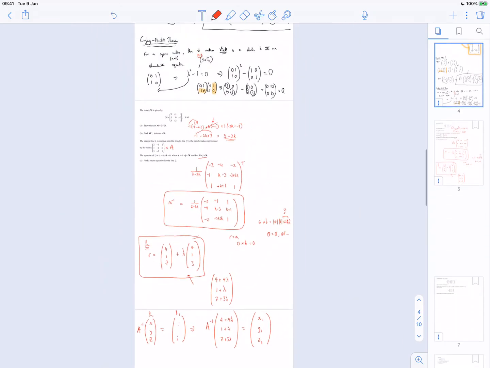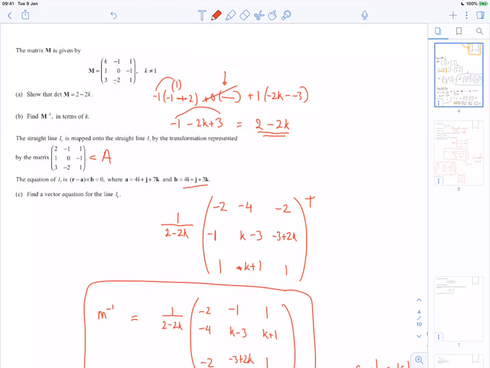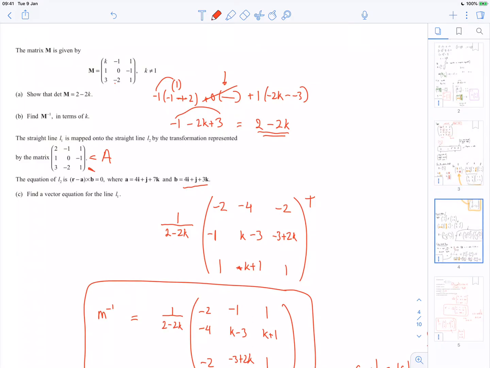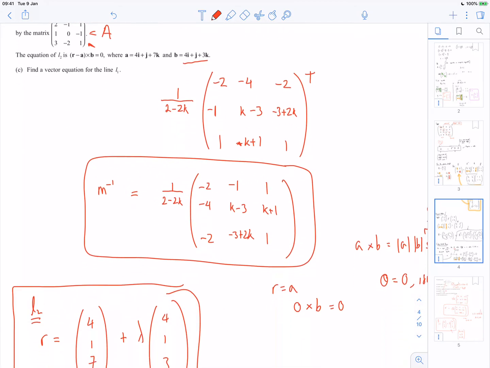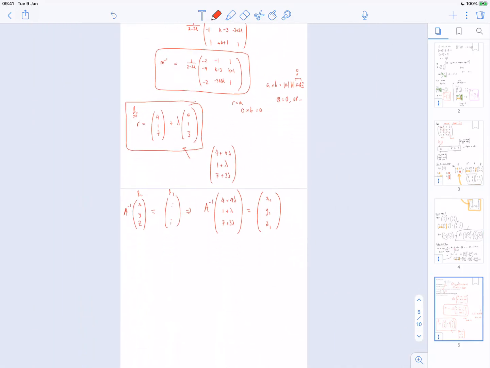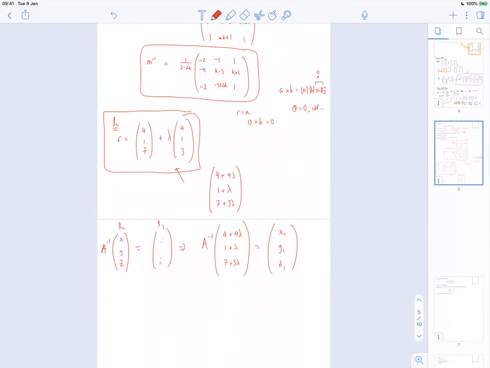Fine. Well, how do I find the inverse of this thing? Well, if you look very carefully, it's just when k equals 2. So if I use this inverse when k equals 2, I'm going to have 1 over 2 times 2 minus 2 lots of 2s. 2 minus 4 is minus 2.